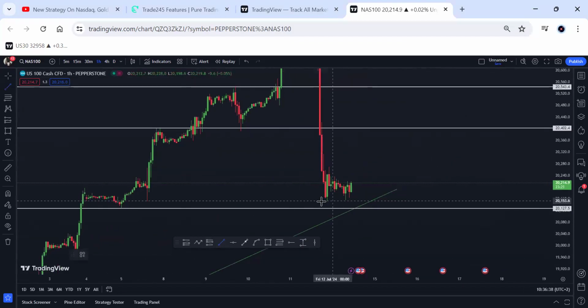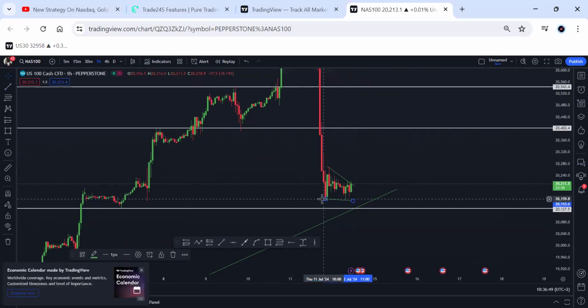Now, the market might not hit that third touch, guys. I'm not saying it's not going to hit. I'm saying it might not hit, right? Because as you guys can see, the market is already starting to, what do you call it?